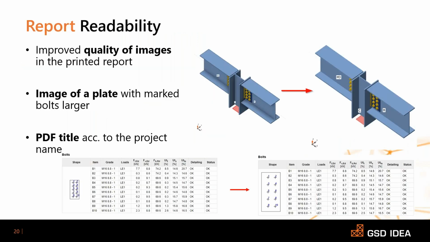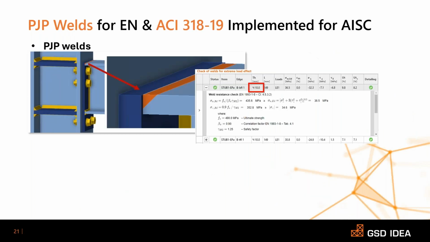Better report readability, improved quality of images, writings, and even the labels. Now, if you're exporting the connection as a PDF, the title would be according to the project name. Some regional improvements to mention. One is that the PJP welds are now available for the Eurocode. It is already available for the AISC, but we do have it now for the Eurocode as well.